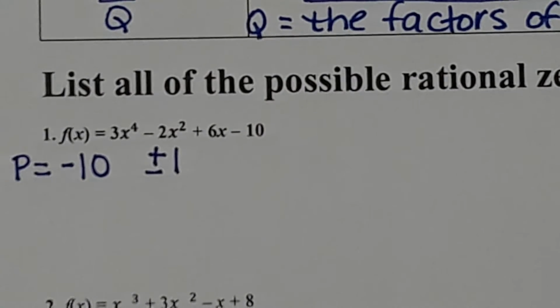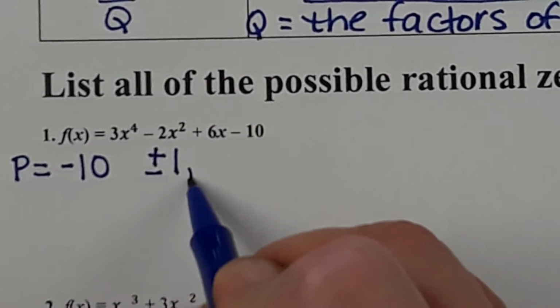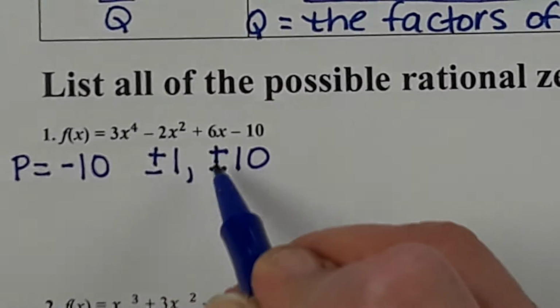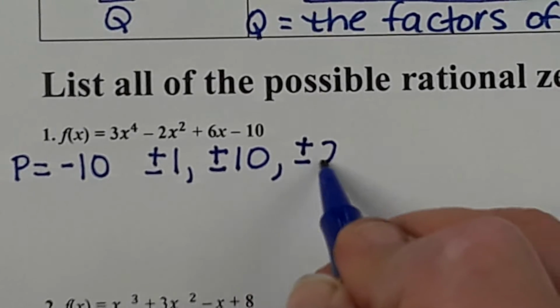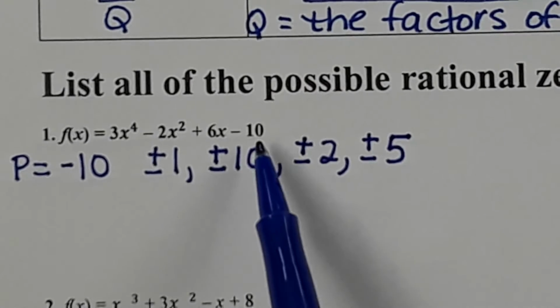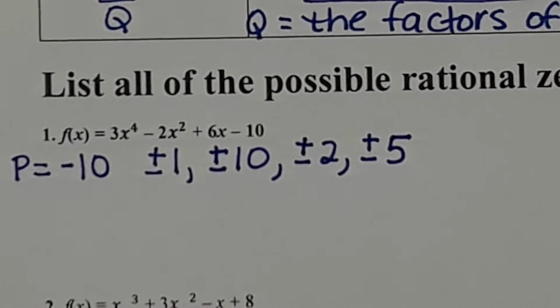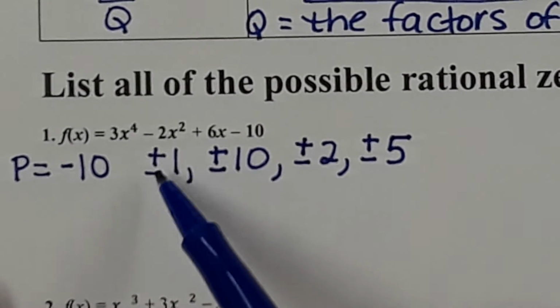Anytime you're listing your possible roots, you always have a positive and a negative. So 1 times 10: we're going to do plus or minus 1, plus or minus 10. And the other factors are plus or minus 2 times plus or minus 5. So again, the constant term was -10, and I list the factors of 10. It doesn't matter whether P is negative or positive, you're just going to list the factors, and you're always going to have a positive and a negative.